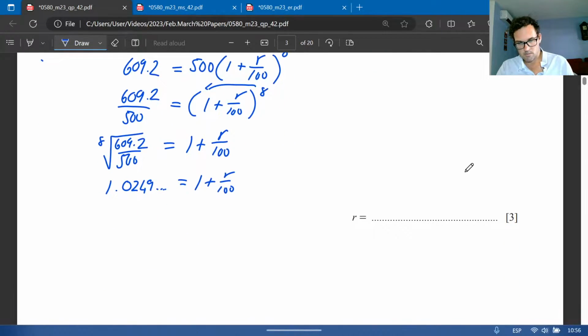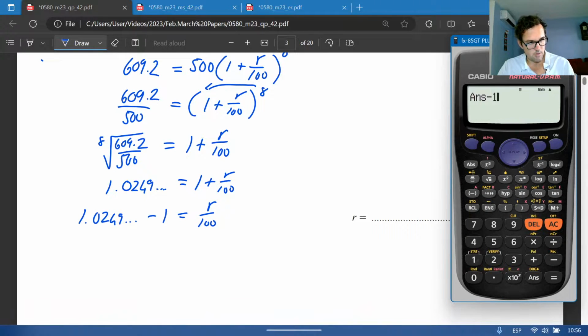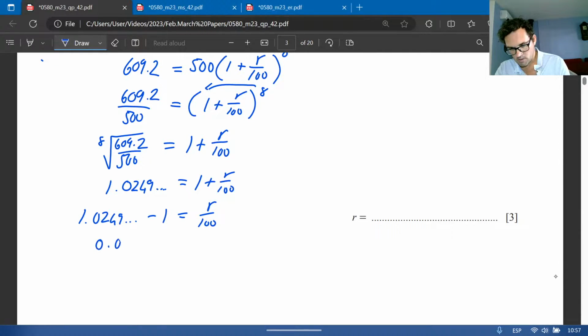Okay, so now all we need to do is get rid of the 1. We subtract the 1 on the other side, and we'll be left with R over 100. So let's do that. Just subtract the 1. We get 0.0249. And then we just multiply it by 100.